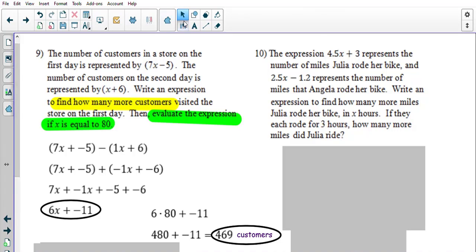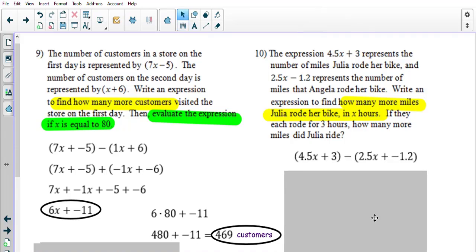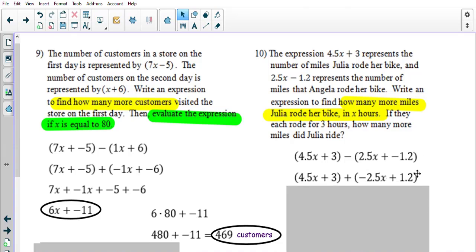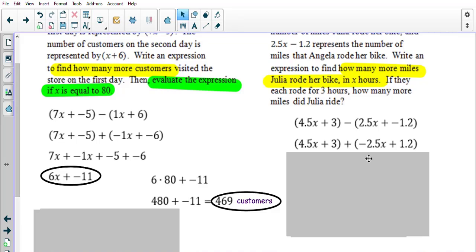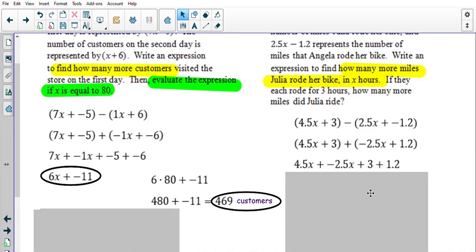So again, when we're looking at a situation where we want to figure out how many more miles or how much more of something than someone else, we're going to subtract. So we're going to take that 4.5x plus 3, subtract off the 2.5x minus 1.2, which I wrote as 2.5x plus negative 1.2. Change subtraction to addition, and each term in the second set of parentheses to its opposite. So you can see that I wrote 2.5x and I changed it to negative 2.5x. Negative 1.2 became positive 1.2. Let's put our like terms side by side. That's our 4.5x and our negative 2.5x, and then our 3 and our 1.2. 4.5 plus negative 2.5 gets us 2x, and 3 plus 1.2 gets us 4.2.